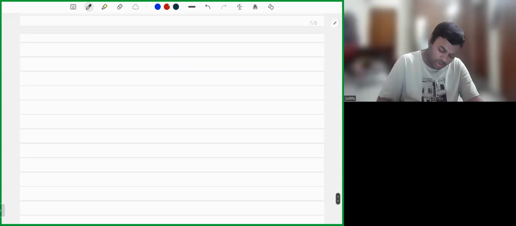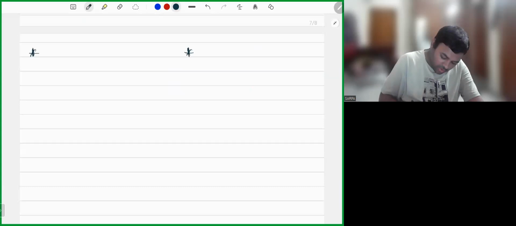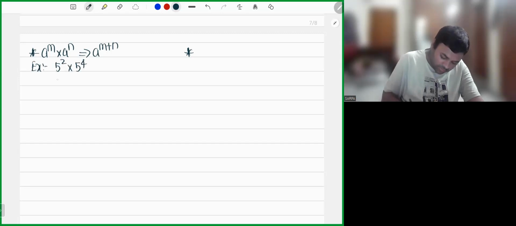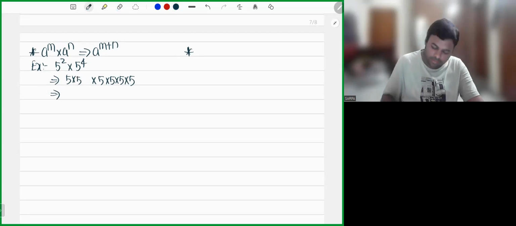Now, there are two important points regarding the squares and roots that I need to tell, which we frequently use in algebraic functions. Whenever you are having any function in the form of a power m into a power n, you can write it as a power m plus n. Like, for example, you are having 5 square into 5 power 4. What is 5 square? 5 multiplied 2 times. What is 5 power 4? 5 multiplied 4 times.